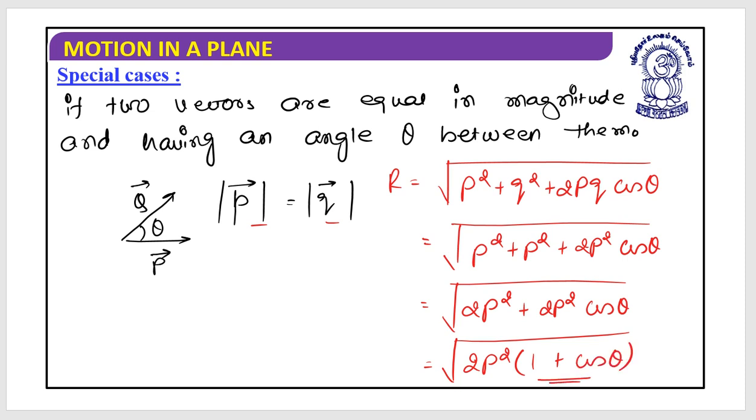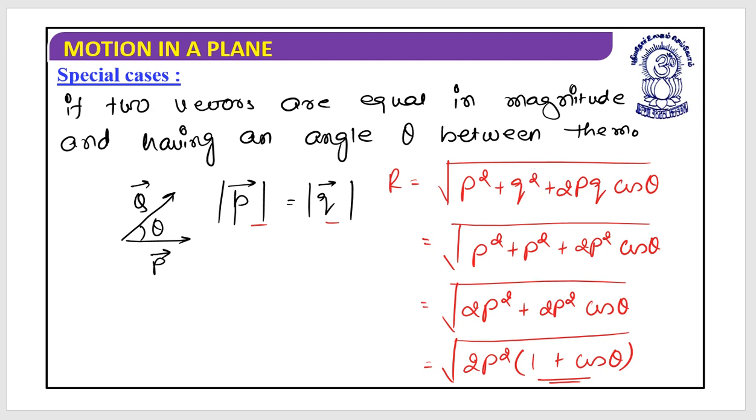Now what can you write for the square root of 2P square into bracket 1 plus cos theta? Do you know any mathematical identity which can replace this? Do you know any of them?